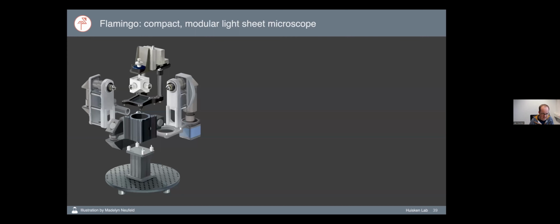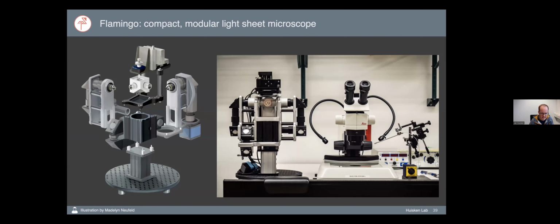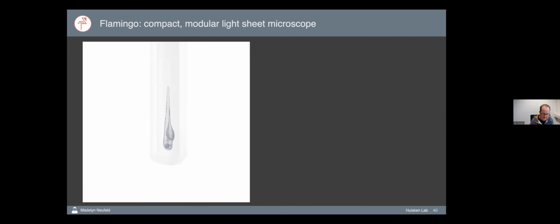So you have your specimen in the center, you have a chamber around the specimen, and then you have an illumination arm here on the left, and you have a detection arm on your right, and then you have a set of stages on the top that hold the specimen. And so this ends up being a very compact system that is not much bigger than a stereoscope here. And as I said, it's really built around the specimen.